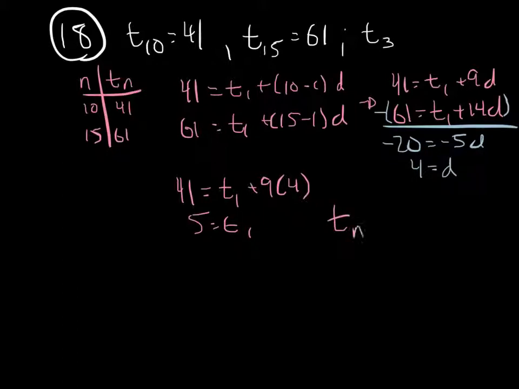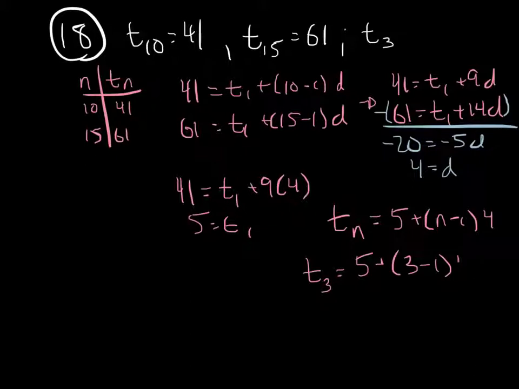So my generic equation, t sub n, is equal to 5 plus n minus 1 times 4. And I want to find t sub 3. So I plug in 3 for n, and I get 5 plus 8, which is 13. And so that gives me t sub 3.